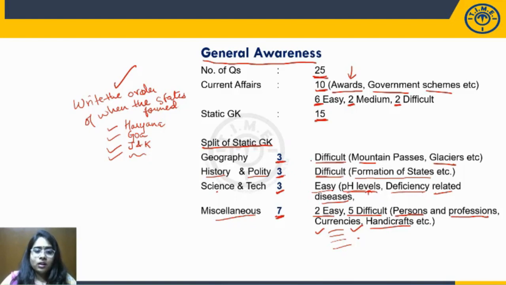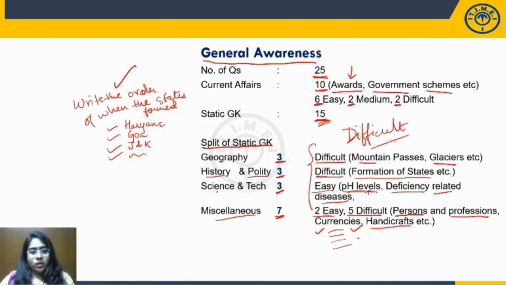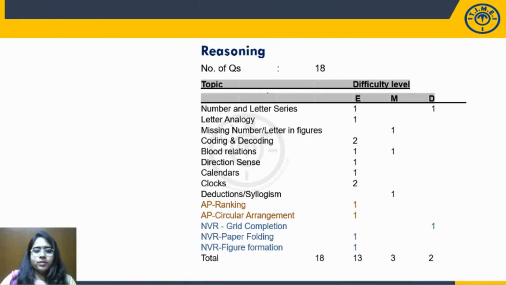So overall, because there were more static GK questions and because all of them were difficult, you can see that overall this section was a difficult one for you, right? Now let's move on to the next section.